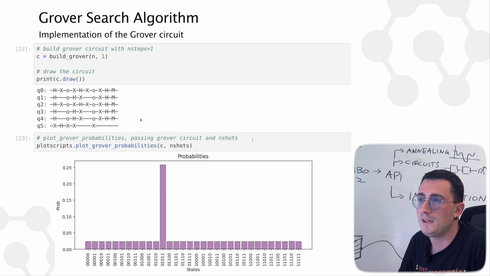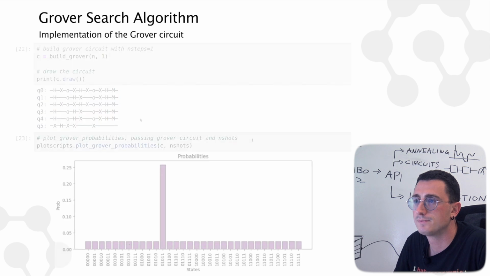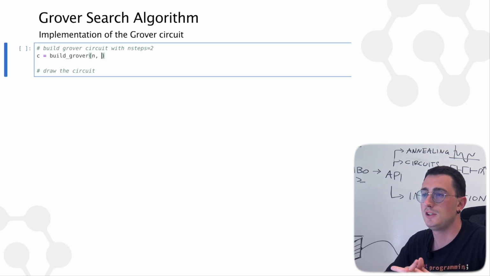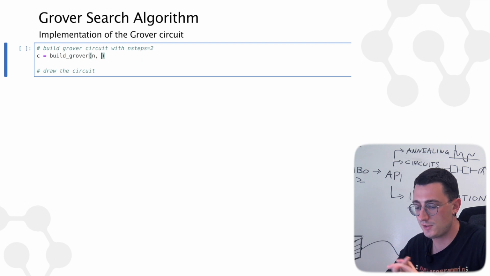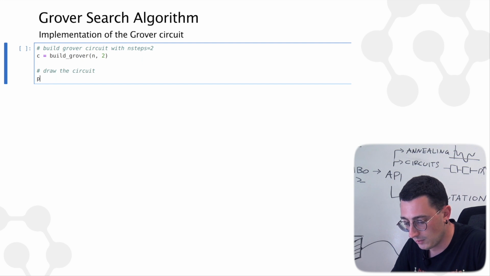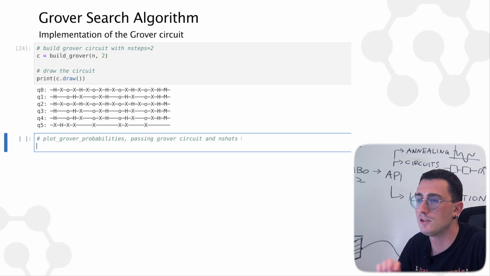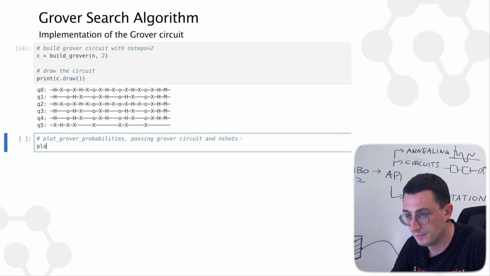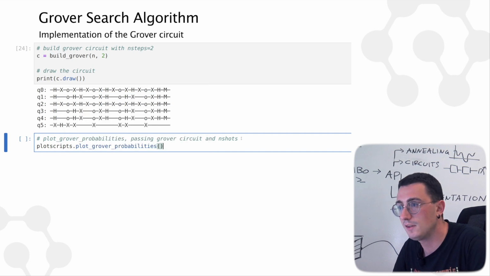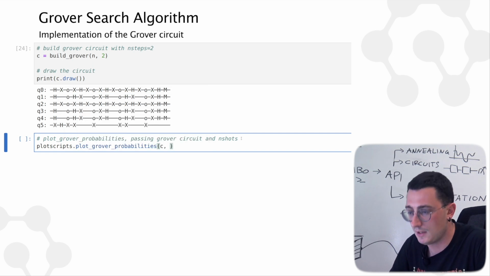So what happens if we repeat Grover more than one time? So we build the circuit. We just need to pass as arguments the number of qubits of the input register and the number of times we want to repeat the Grover, and then we can print the circuit. So print C.draw. As you can see, we have a similar structure to before, but now the pattern is repeated twice. Again, we can call the plot Grover probabilities function. So plot scripts dot plot Grover probabilities, we pass the circuit and the number of shots.